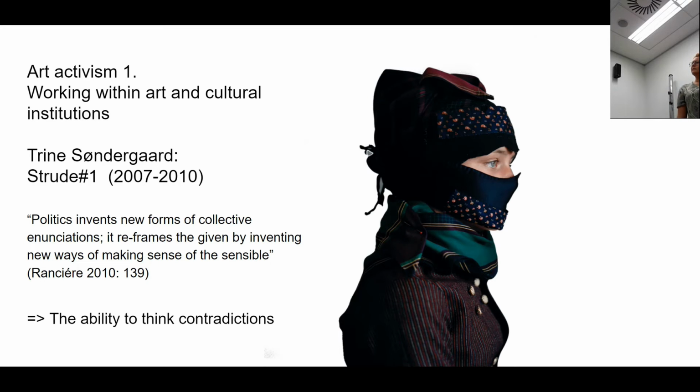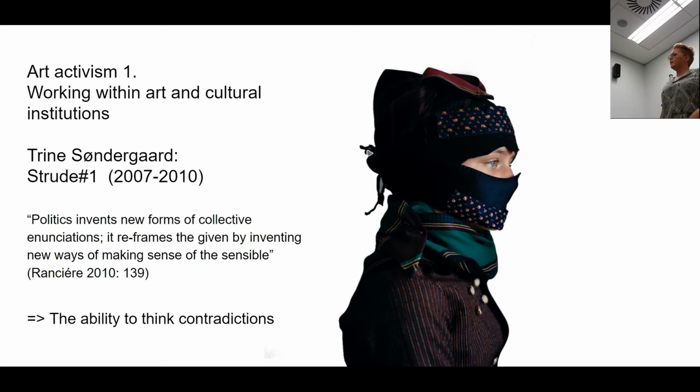So, art activism. Art activism can work within art and cultural institutions. Here we have an artwork called Strude by Tine Sønderborg. This is the classical national suit from a small island in Denmark called Fanø, but it obviously resembles a hijab, or at least something where you're covering your face. So for her, this was a way of saying, well, covering your hair and your face is not just something that belongs to Muslims, it actually also belongs to Danish culture.